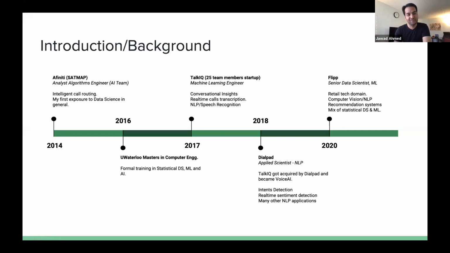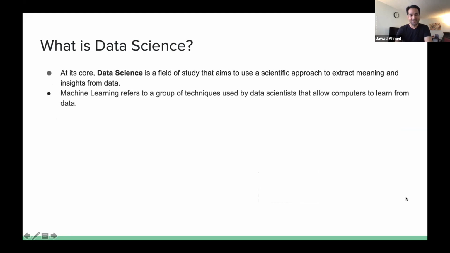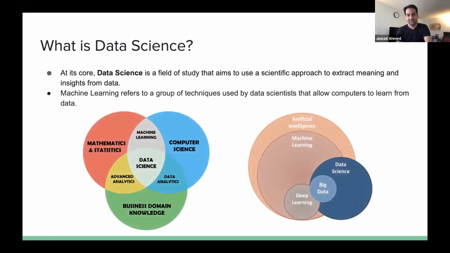Next slide, please. So what is data science overall? It's the field of study where we are using a scientific approach to get insights from data or to model data in a useful way. Whereas machine learning, on the other hand, refers to a group of techniques which data scientists use to model the data towards a certain task.